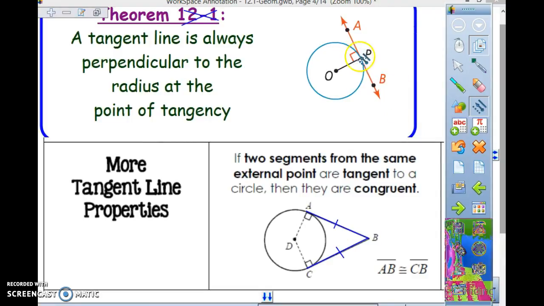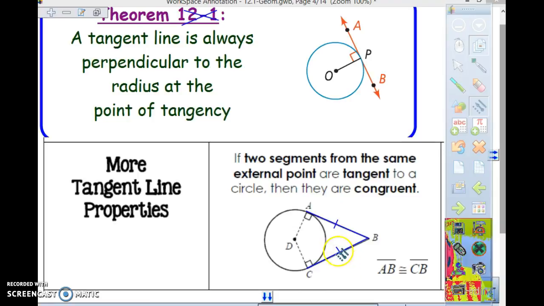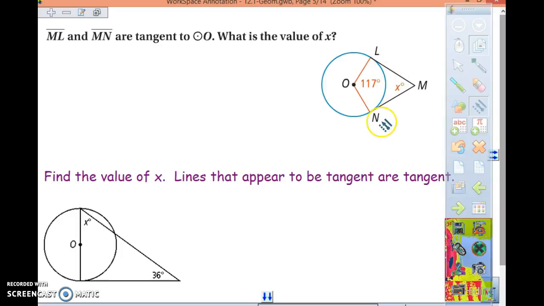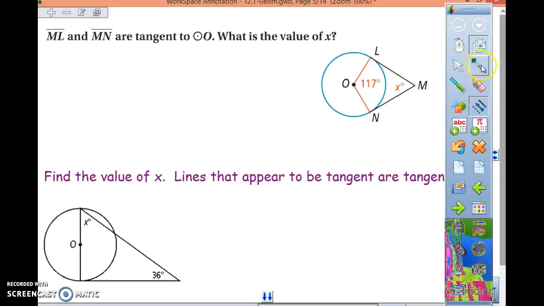So we get a right angle, and then therefore if 2 points touch at a right angle, then they form congruent pieces. So looking at this example, again in red I have a radius, and this central angle is 117 degrees, which means this intercepted arc would be 117. It says, what is the value of x?